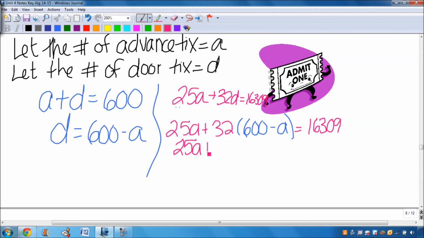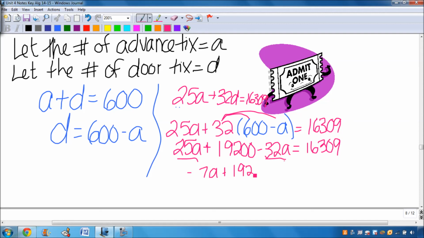So 25A plus, when you distribute the 32 to the 600, you end up getting 19,200 minus 32A equals 16,309. Okay? Combine your like terms, you end up getting negative 7A plus 19,200 equals 16,309. So then you end up getting negative 7A equals, subtract the 19,200 from both sides, you get negative 2,891, divide both sides by negative 7, that means that A equals 413.